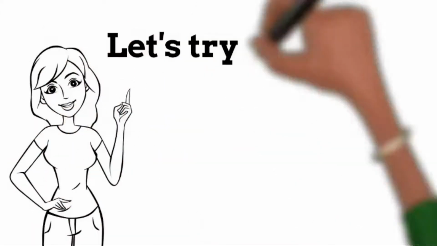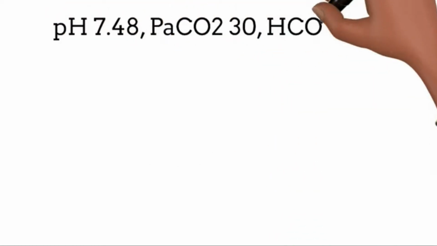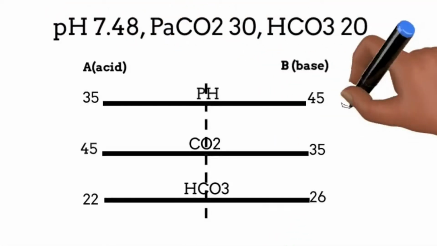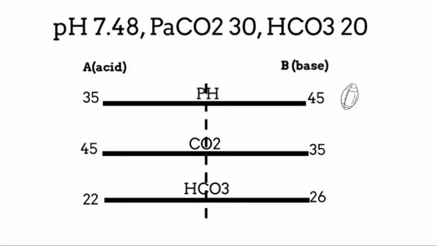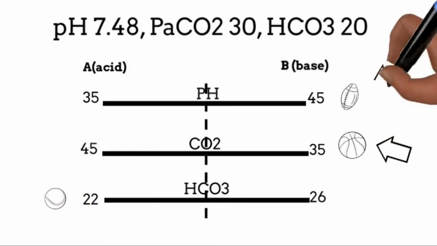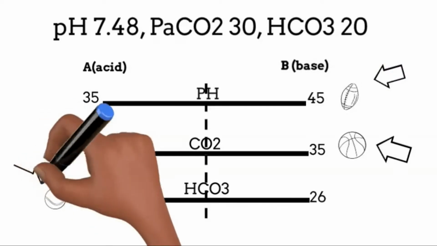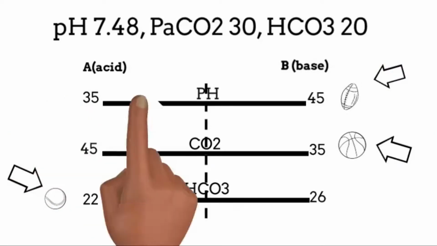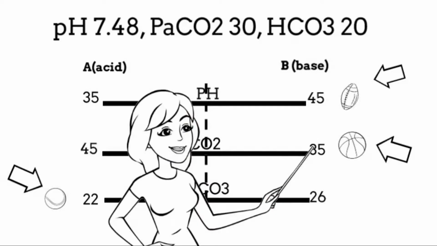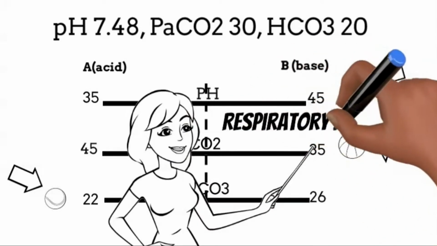Let's try another. Here's our setup. pH 7.48, CO2 is 30, and bicarb is 20. Note that CO2 and pH are on the same side, and the bicarb is off the line. Pair our players together: respiratory alkalosis.